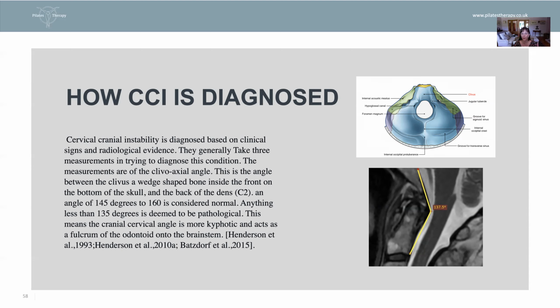So the dens is the peg that stands up that we talked about. It's a bit confusing because there are two different names. They always have different names for things. So it could be the odontoid or it can be the dens.